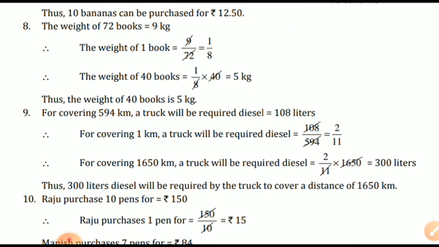For covering 5,094 kilometer, a truck will require diesel 108 liter. So for 1 kilometer how much will it use, beta? 2/11 liters of diesel. Okay, how is diesel used, beta? Trucks run on diesel, cars on petrol. Clear? You must have heard of petrol and diesel. When you visit a petrol pump, 2 pumps are there, one is diesel and one is petrol. So for covering 1,650 kilometer, how much diesel is required? It requires 300 liters of diesel, okay.